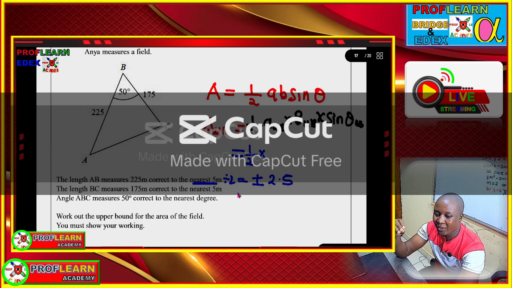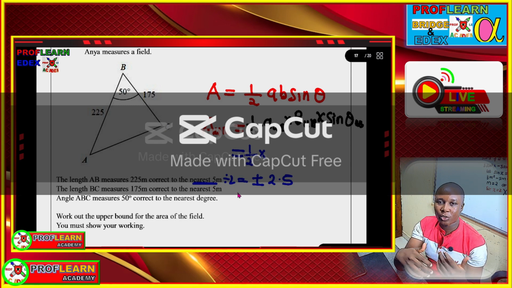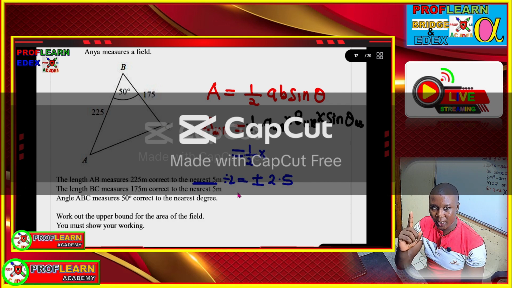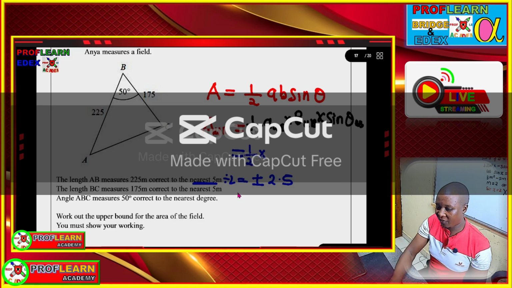If you are told to the nearest 5 meters, that is the least unit. To get the upper and lower bounds, you divide that least value by 2, and then you add or subtract to get the upper and the lower bound. To the nearest degree, the nearest degree is 1, so 1 divided by 2 gives 0.5 for the degrees. That is what we are going to do.